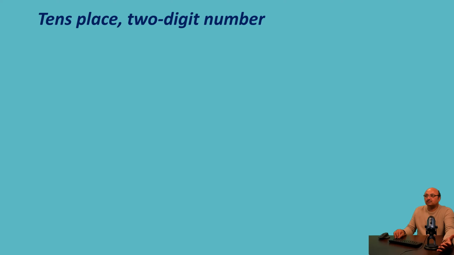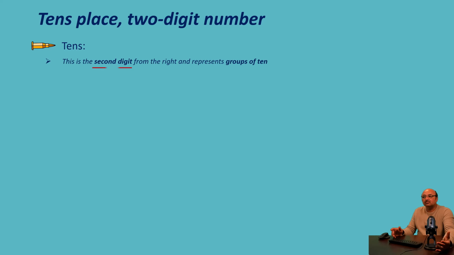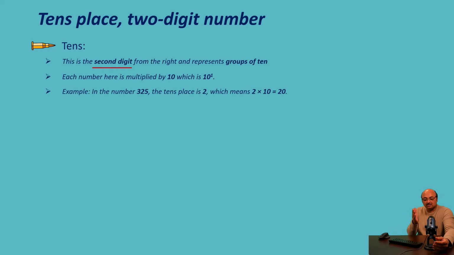Let's move on to the tens place. This is the digit which is second from the right. The rightmost was the units place, and this is the second from the right. Here in the units place, everything was being multiplied by 1 or 10 to power 0. In the tens case, everything is going to be multiplied by 10. Now 10 can be represented as 10 to power 1.